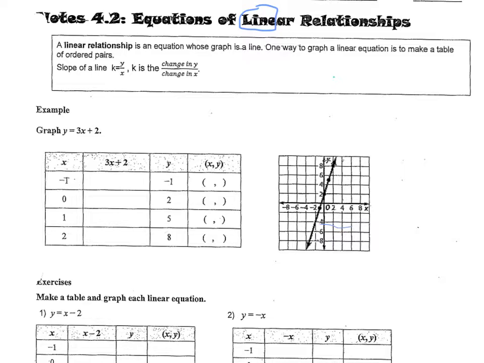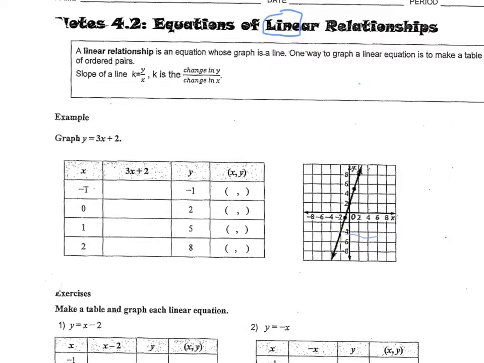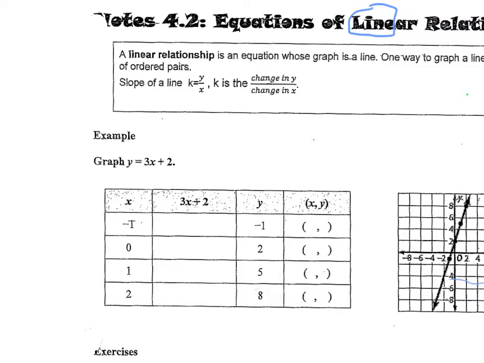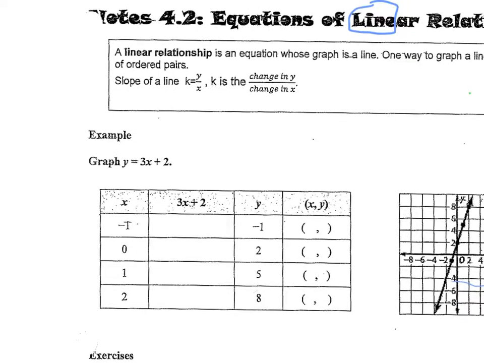One way to graph a linear equation is to make a table of ordered pairs, and then we can plot those pairs on our graph, okay?